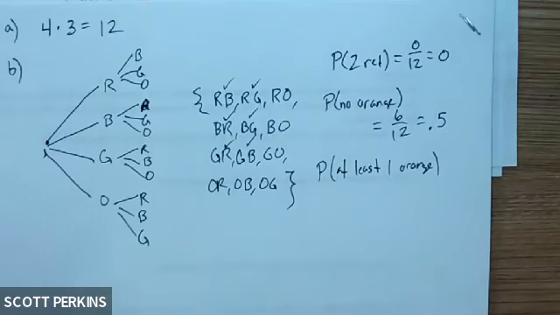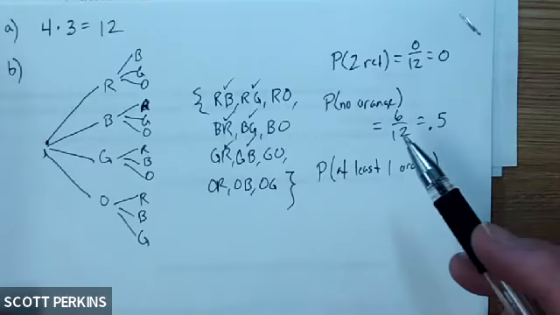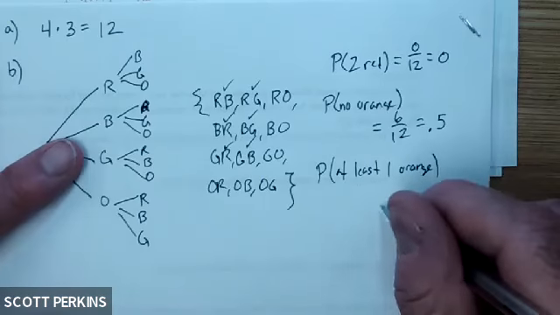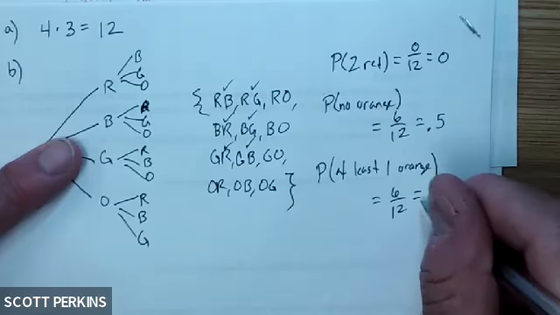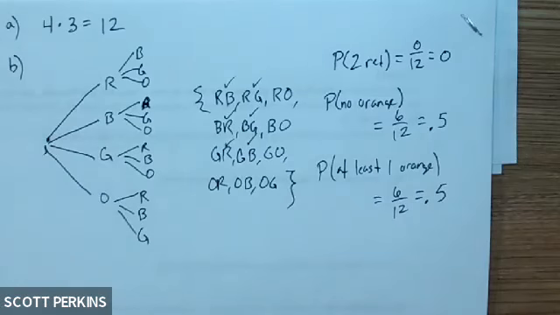Yep, that's the same thing. It's all the ones that I haven't checked off have at least 1 orange. So that's 6 out of 12 as well, or 0.5. All right, that's tree diagrams. That is probably associated with them.